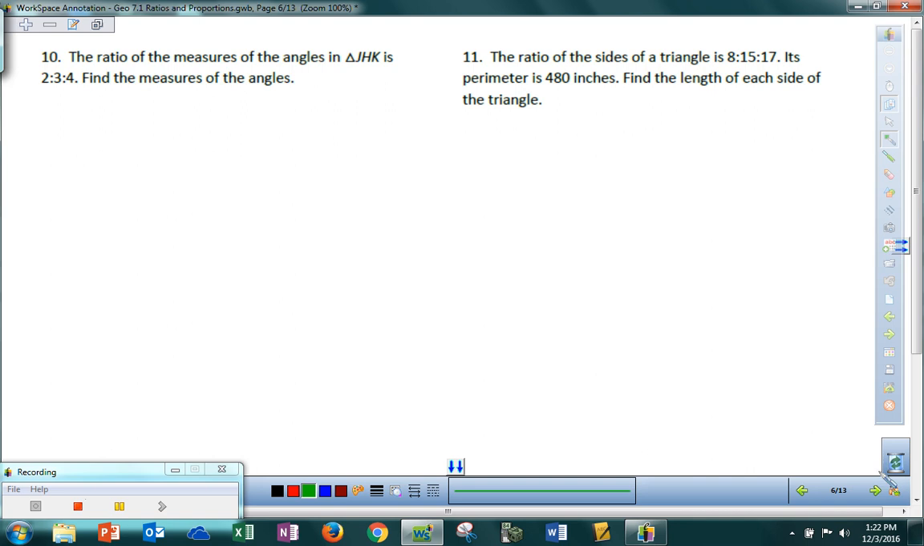Our next example deals with a triangle, JHK, and the ratio of the angles this time is 2 to 3 to 4. What we want to do is find the measure of all of our angles here. Okay, so again, I'm going to sketch a picture here of a triangle and label my vertices J, H, and K.